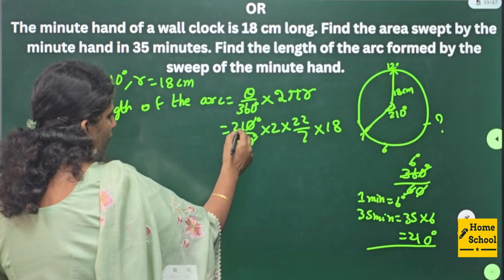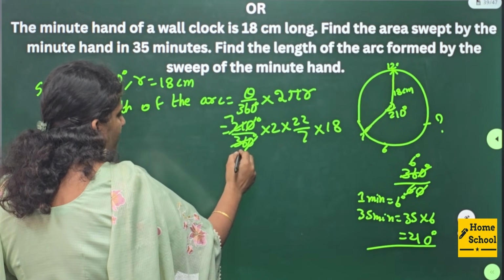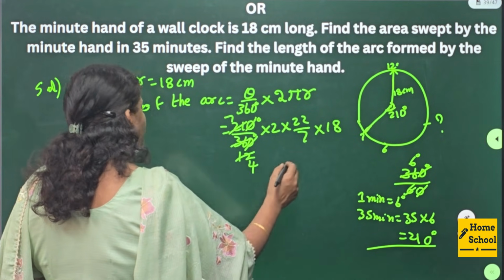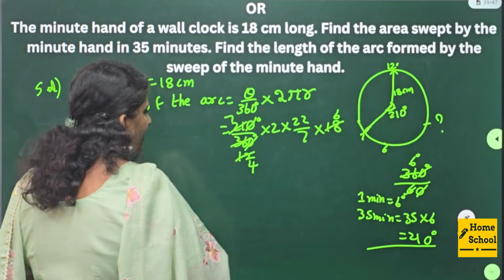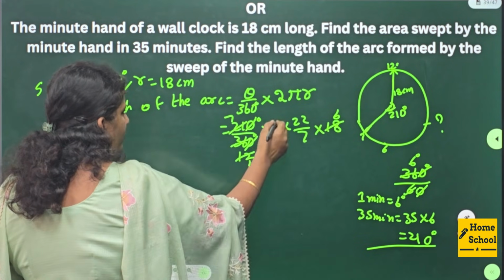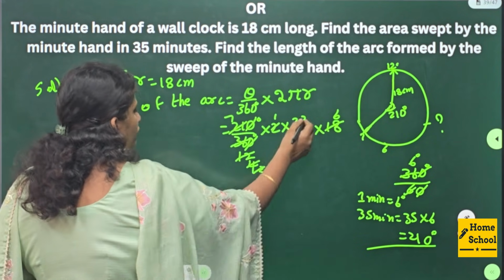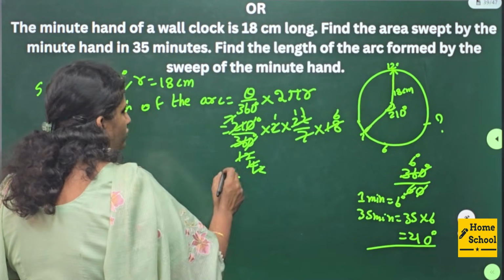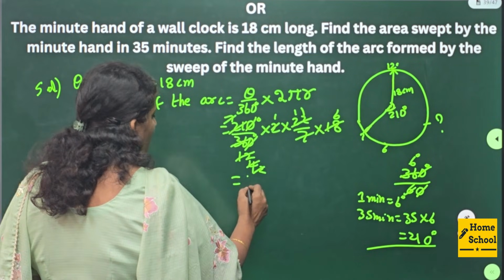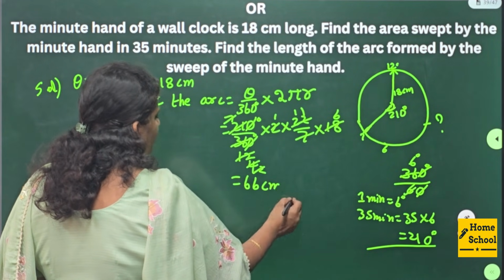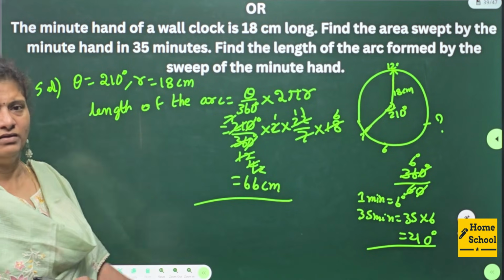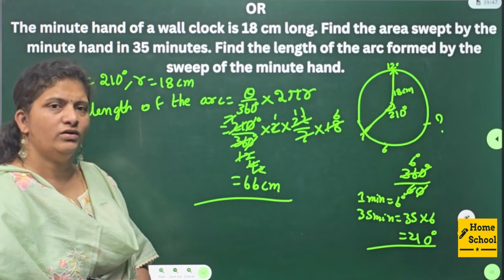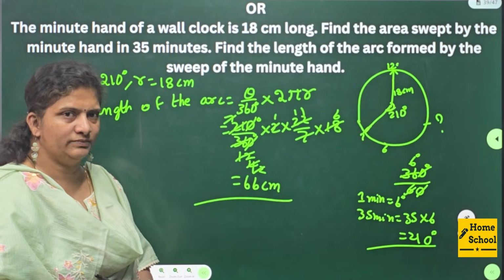0 cancels. 3 7s are... 3 12s are... And again 3 4s are 12, 3 6s are 18. 2 1s are 2, 2 2s are 4, 2 11s are 22, 7 cancel. So what did you get here? 11 6s are 66 centimeters is the length of the arc formed by 35 minutes of a minute hand in a wall clock.